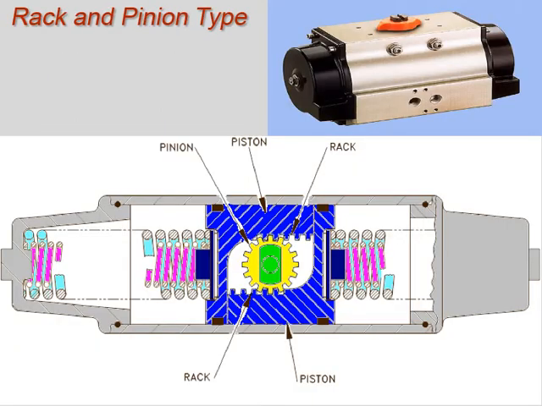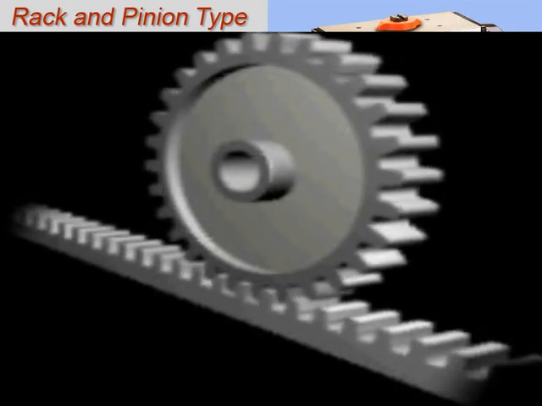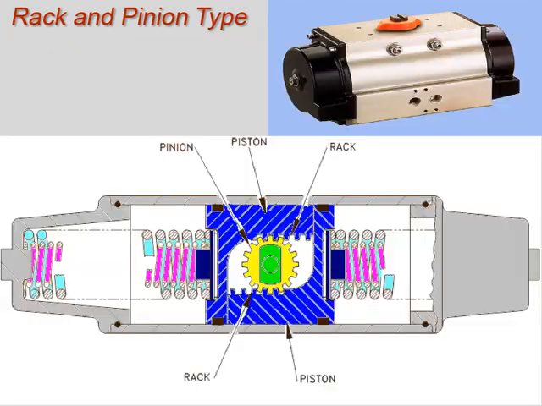Another pneumatically operated actuator used for larger valves is the rack and pinion. When referencing gears, a rack is a straight gear while a pinion is a round gear. In the rack and pinion, two pistons have racks or straight gears in contact with a pinion or a round gear. When air is inserted between the pistons, it forces the pistons outward against the spring pressure. The racks on the piston cause the pinion to turn, which turns the attached valve stem.